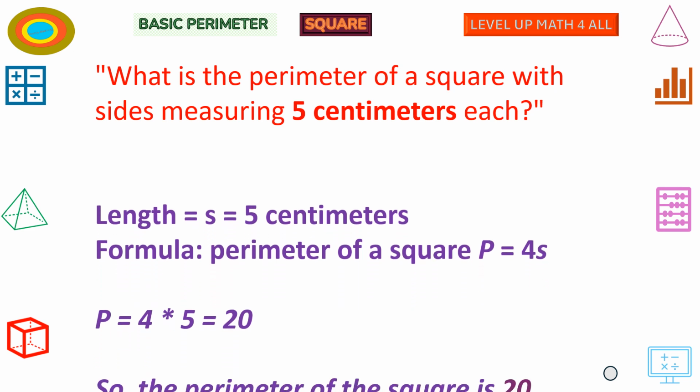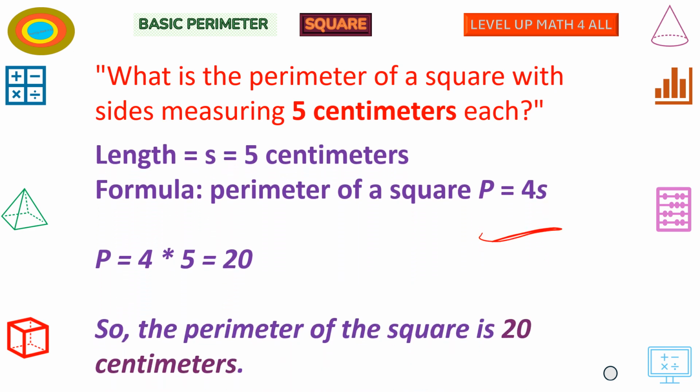So our question is, what is the perimeter of a square with side measuring 5 centimeters? As we know, the formula is P is equal to 4S. The length S is 5 centimeters. Substitute the length with 5, and that is 20. So the perimeter of the square in this case is 20 square centimeters.